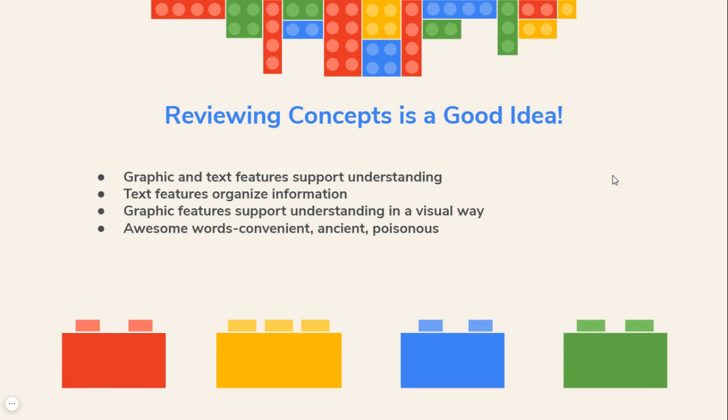Let's review the concepts we covered in this lesson. Graphic and text features support understanding. Text features organize information. Graphic features support understanding in a visual way. Awesome words we read are convenient, ancient, and poisonous.